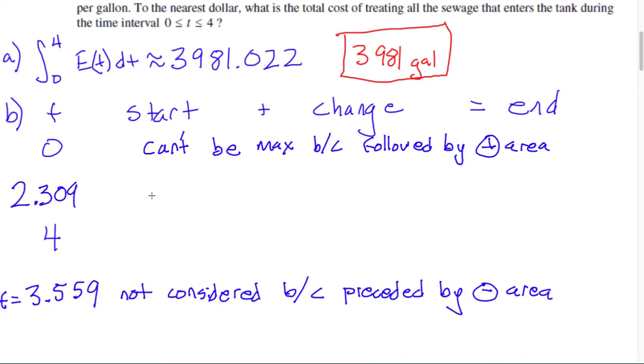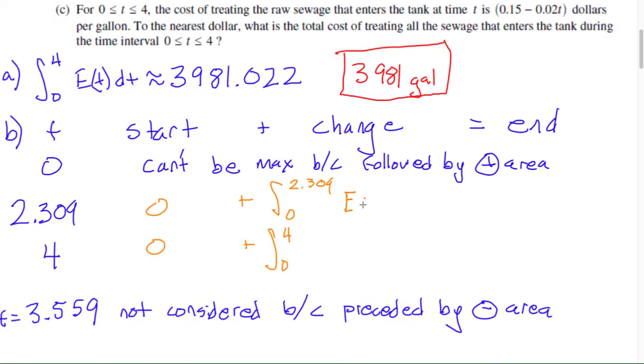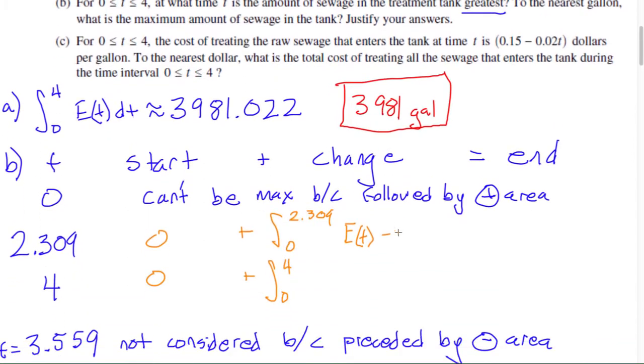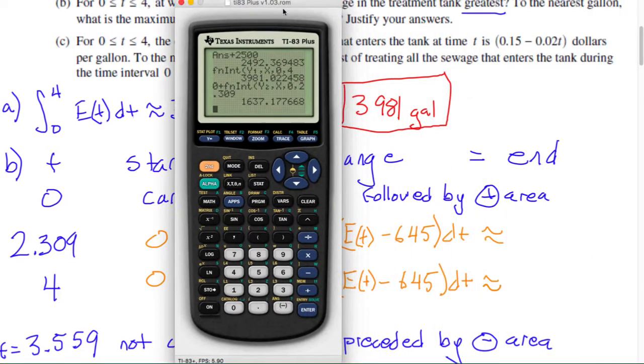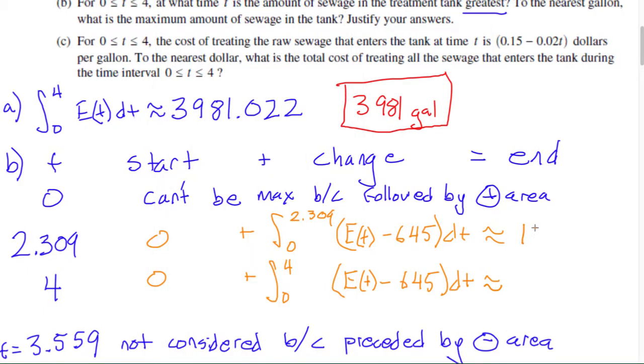So here we go. The start was 0 for both of them. The change is going to be the integral between 0 and 2.309 for this one, and the integral from 0 to 4 of this one. And it's always going to be E of t minus 645, all of that dt, and that is going to be approximated by, so we have to do some math here. We don't have to do any initial value, so it would be 0 plus math 9. It's going to be Vars right, enter 2, because Y2 now represents E of T minus 645, with respect to X from 0 to 2.309. Hit enter. It's 1637.177.